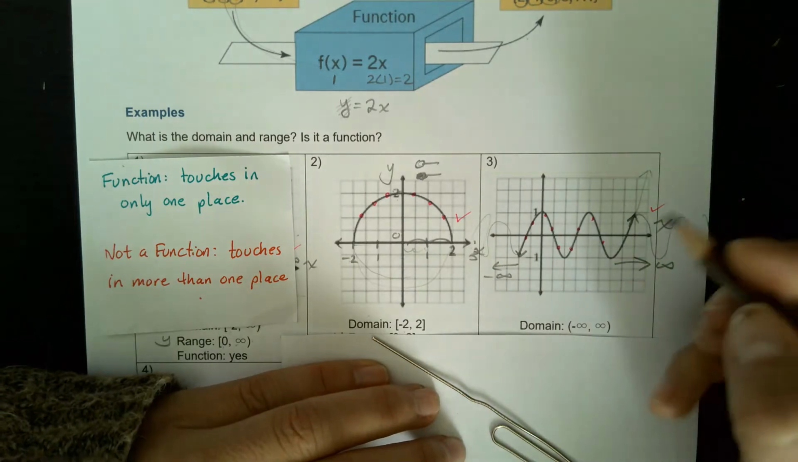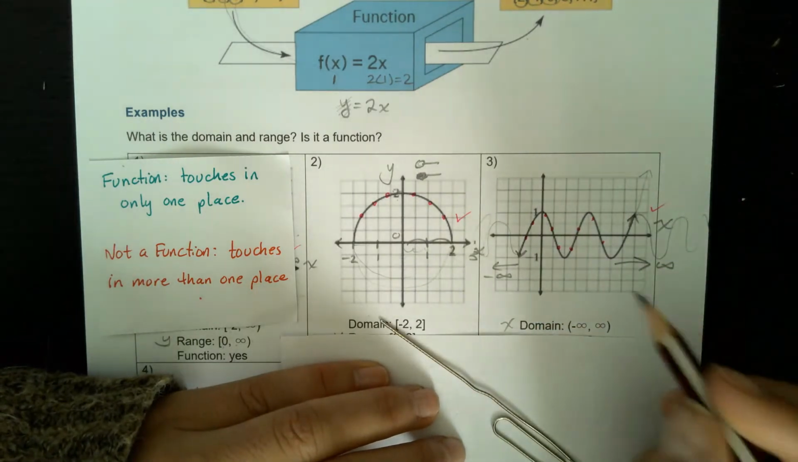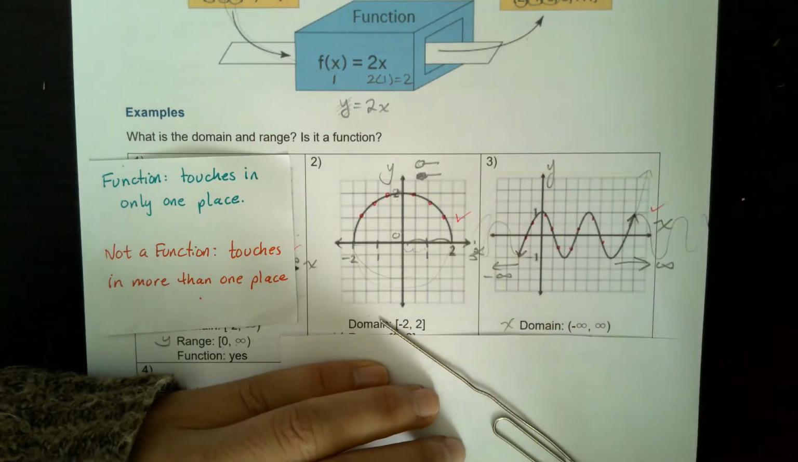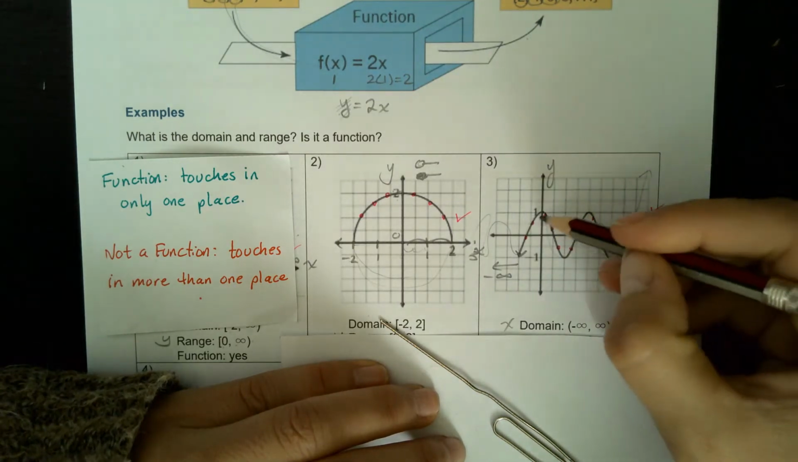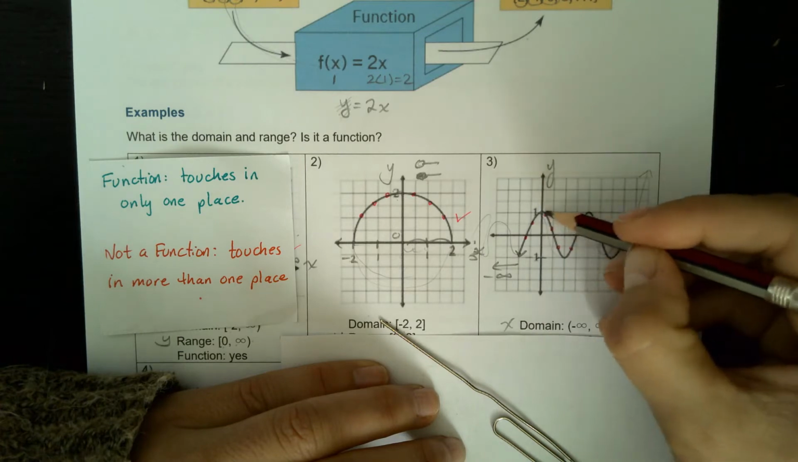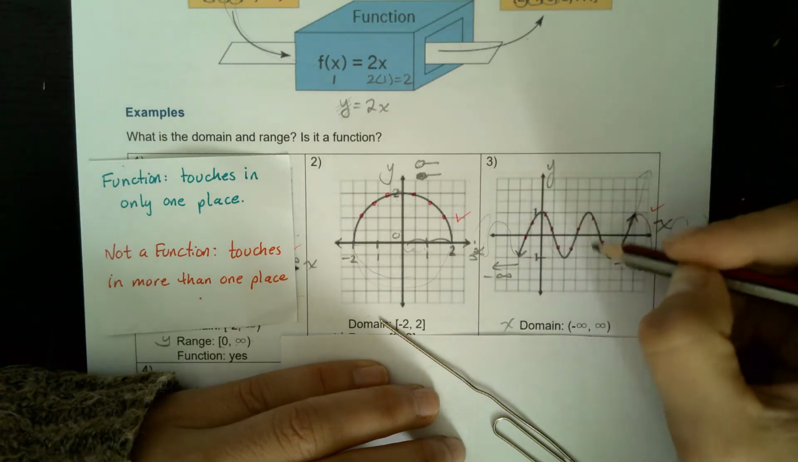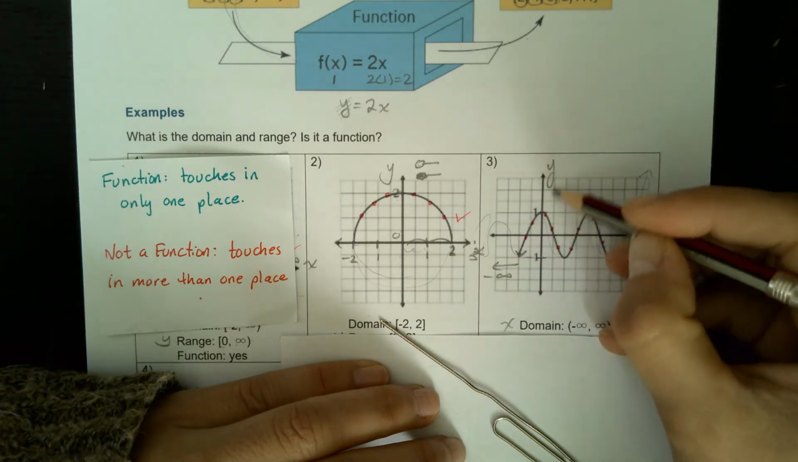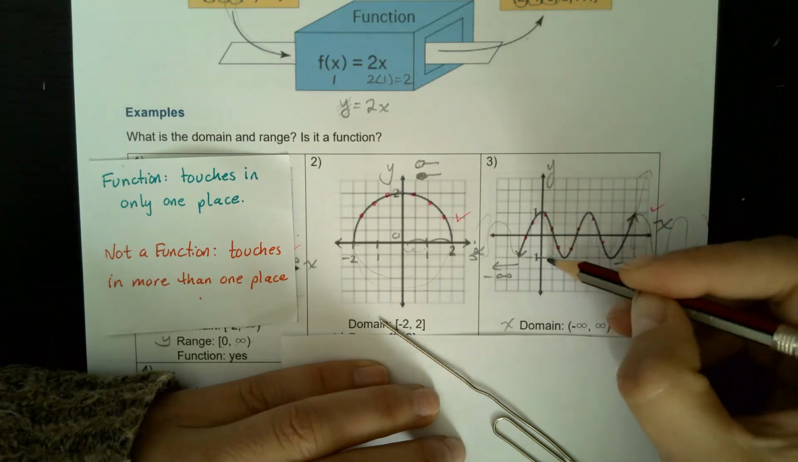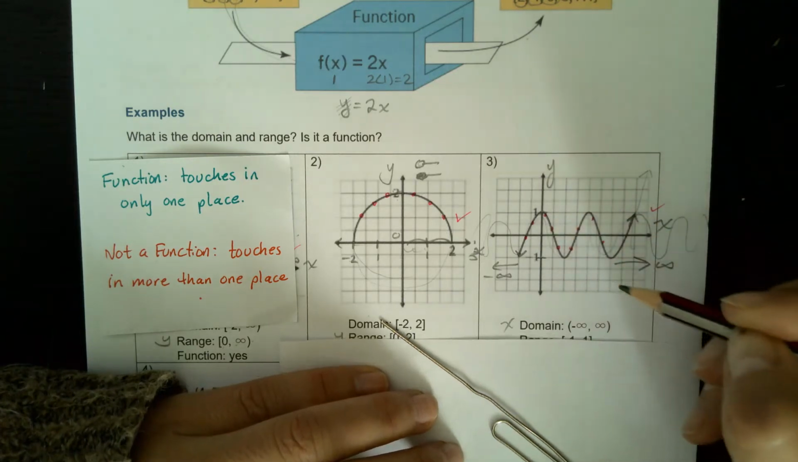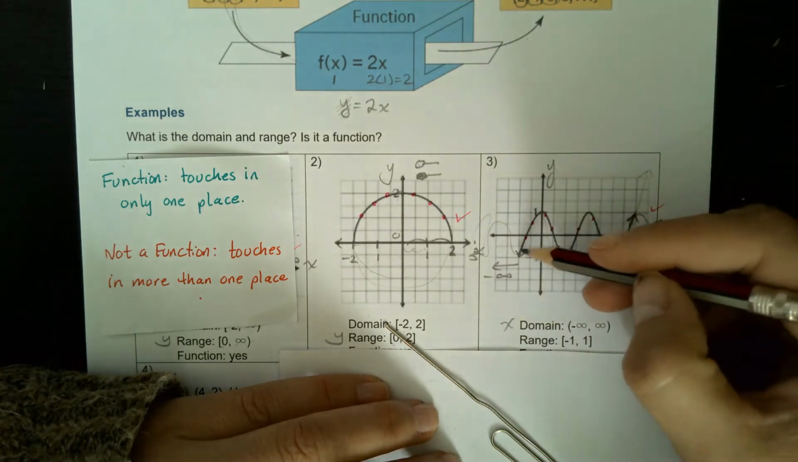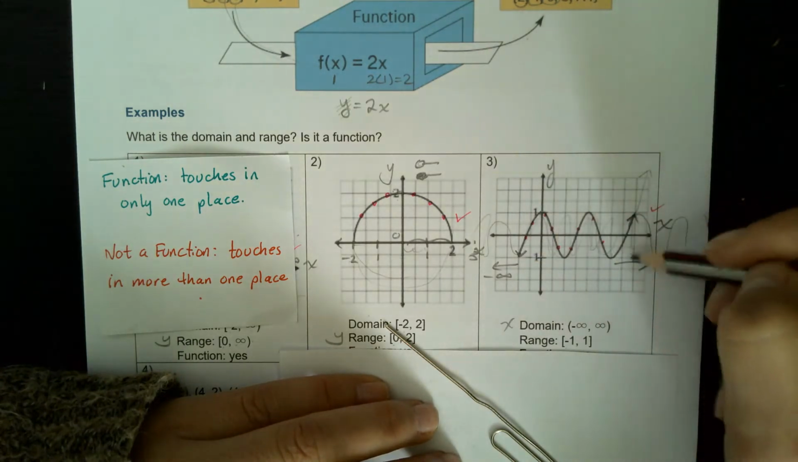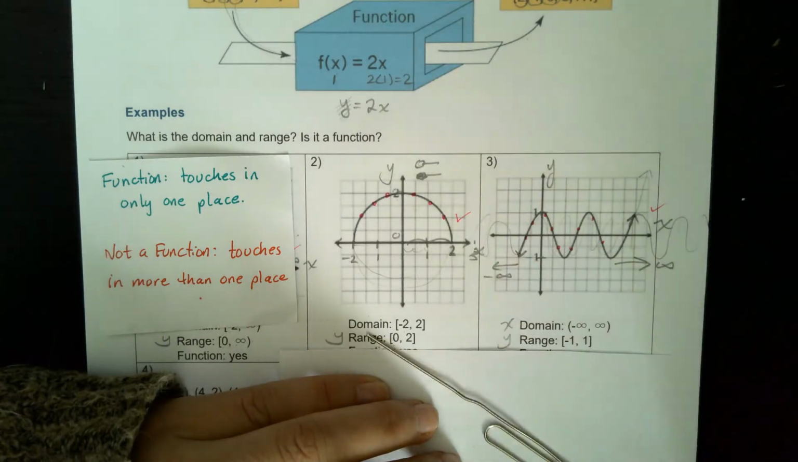So now my range, remember that's for the y values. Well, you can see that this goes up and down, up and down, between -1 and 1. It never goes above 1, and it never goes below -1. And so my range is going to be between -1 and 1. So all my y values are between -1 and 1. My range is for y.